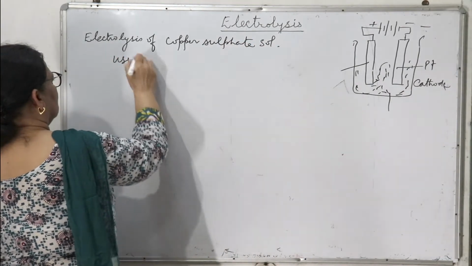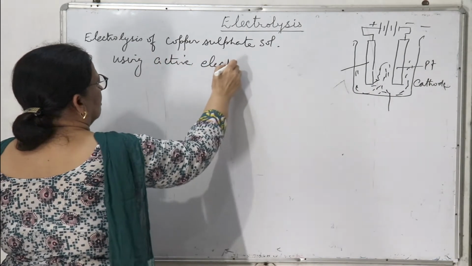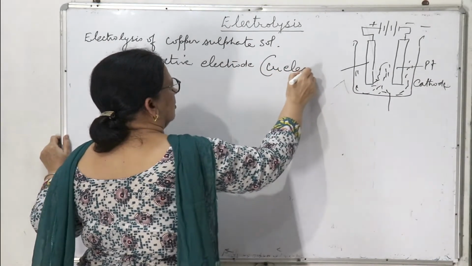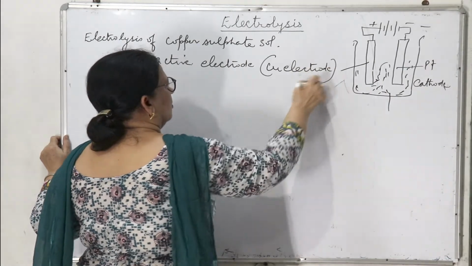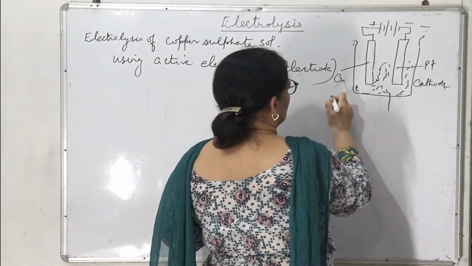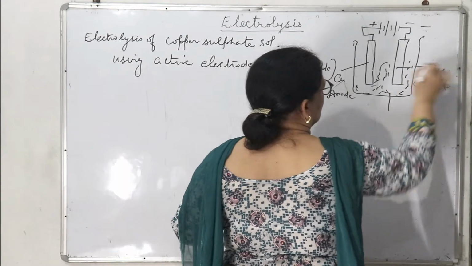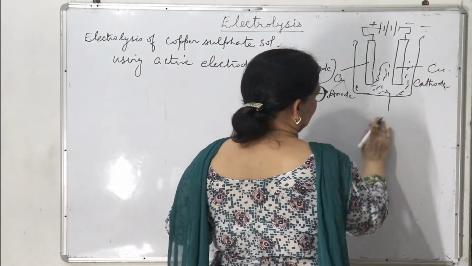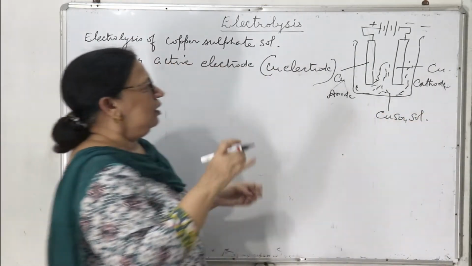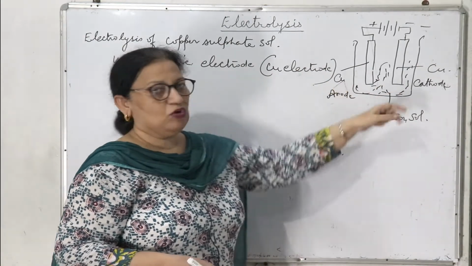using an active electrode, that is copper electrode. So here the anode is made up of copper, and there is a copper cathode. The rest is the same. This is copper sulfate solution. So anode and cathode, they are the active electrodes made up of copper.